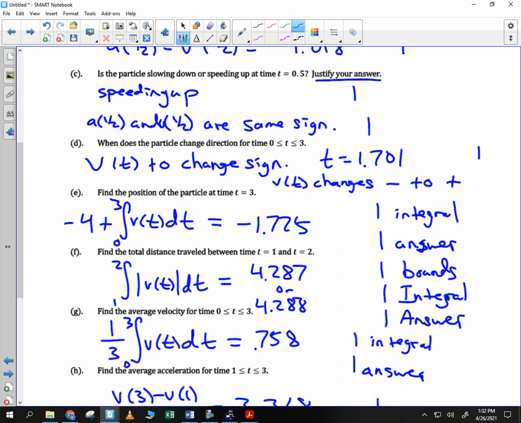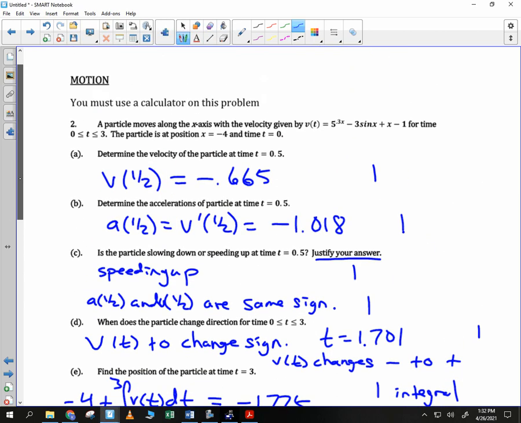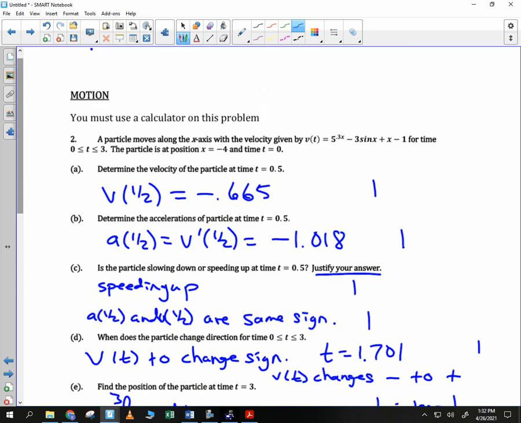Okay, yes? For the direction change, I had the 1.7, but I also had 2.275. Does it change at 2.275? Did anybody else come up with that? I'll check to make sure, but I would say right now, no. I don't think it does change sign there. Yes?